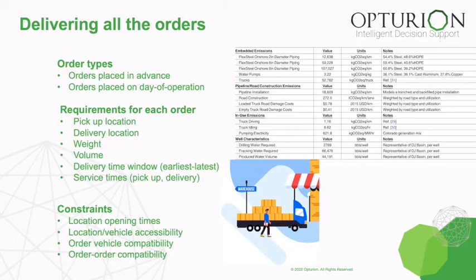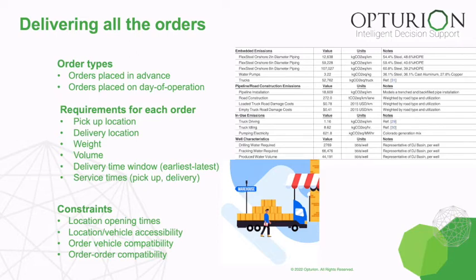The problem in delivering all the orders is because orders are complex. Some orders are placed in advance, the day before the day of operation. Some are placed on the day of operation. The requirements for each order have a pickup location and delivery location. They may have a weight and a volume, which impacts the kind of vehicle that can carry them. They'll have a delivery time window, the earliest delivery and the latest delivery, and possible service time, so the time to load or unload a vehicle.